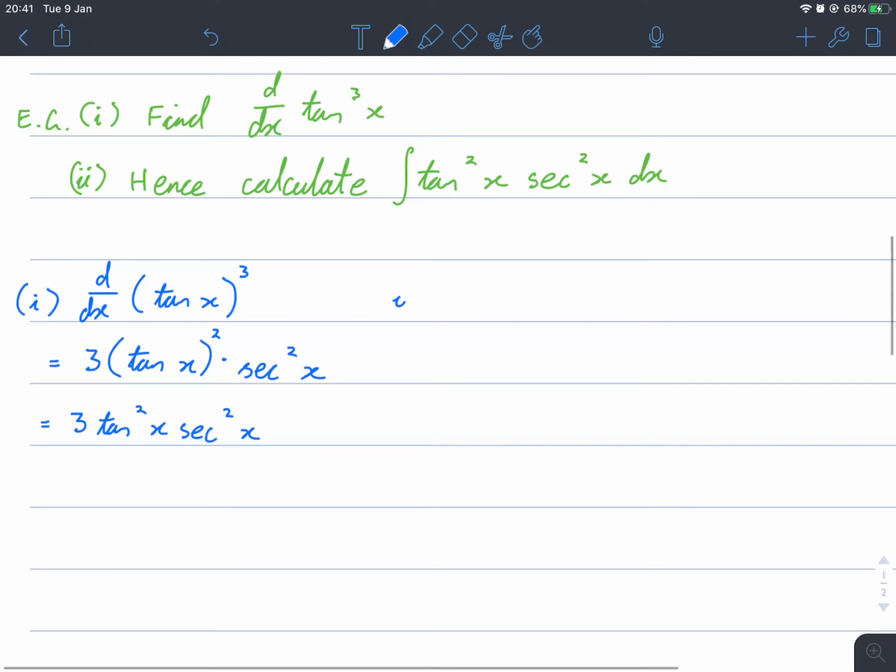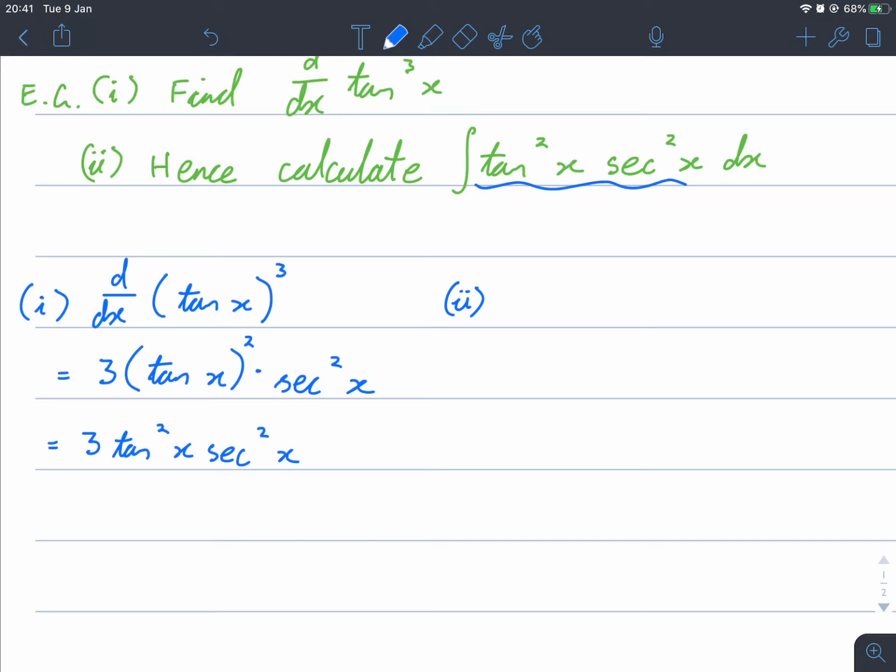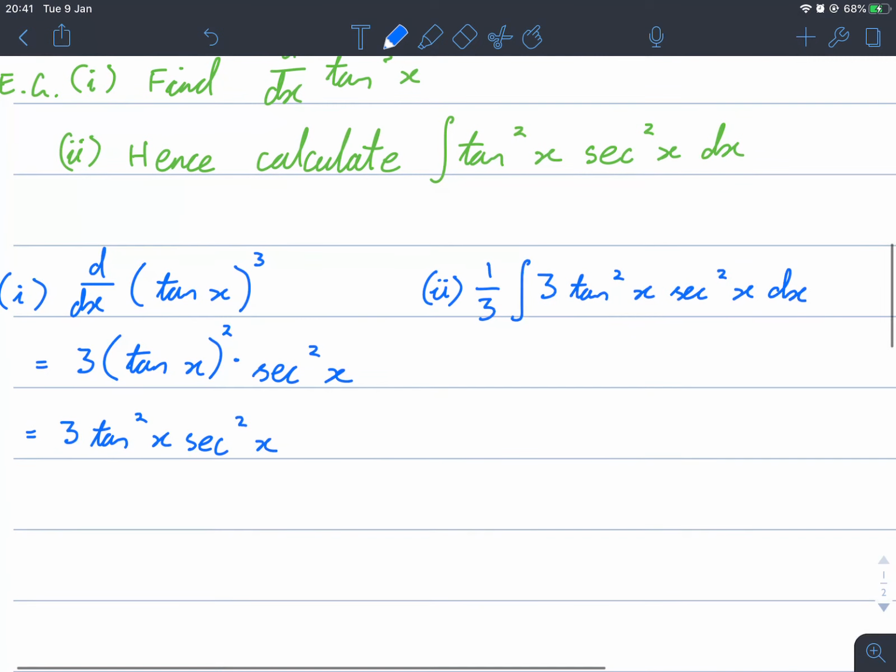Now let's move on to question part 2. Notice how this expression is very close to this one. Okay, so let's write that out. Tan squared of x sec squared x dx. Now, once again, to solve this, we multiply by the missing coefficient, but at the same time we divide out that coefficient.